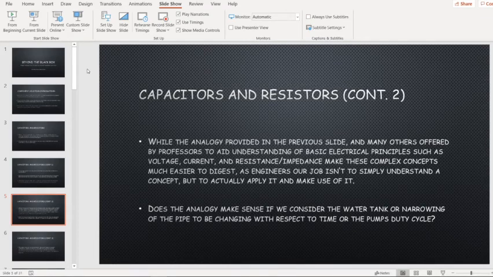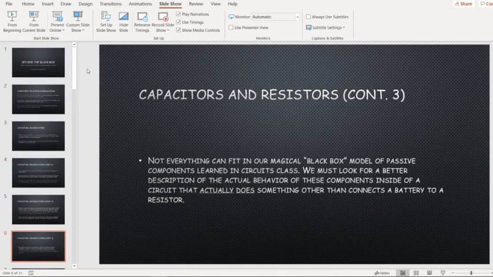Does the analogy make sense if we consider the water tank or narrowing of the pipe to be changing with respect to time or the pump's duty cycle? And what I mean by the duty cycle is how fast it's turning on and off, right? So does it make sense to consider the size of the pipe, or the water tank, to change with respect to how many times the pump's on and off in a given period of time? It of course doesn't, right? Because that's not how water pumps or water tanks work.